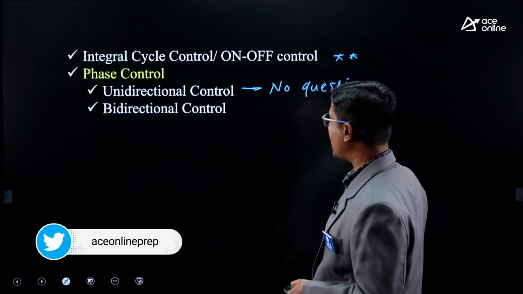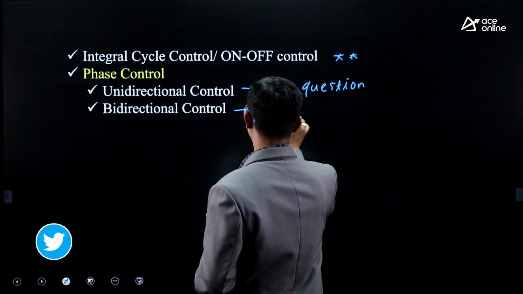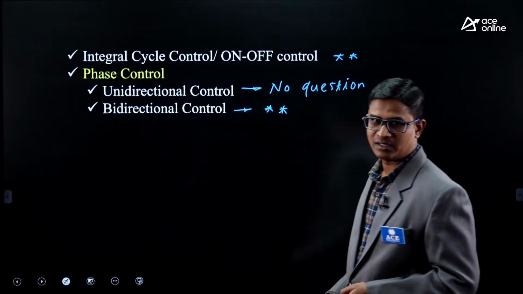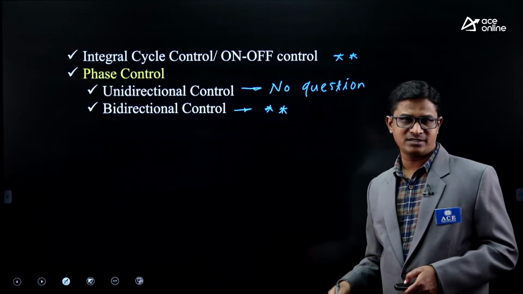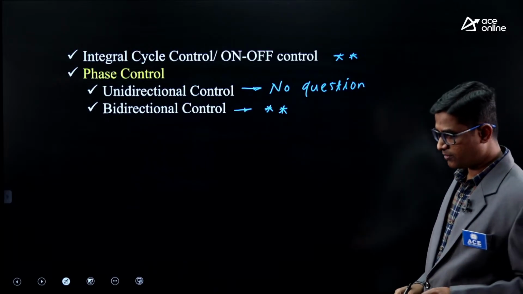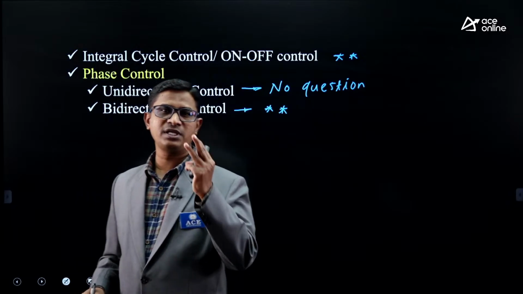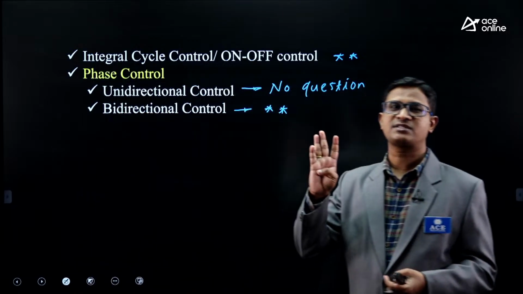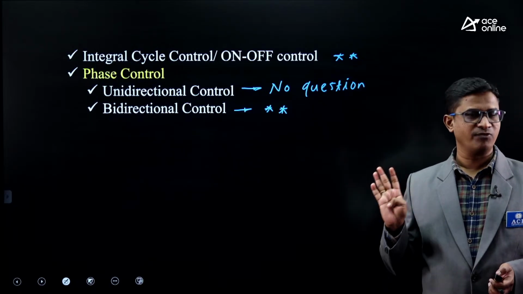Right? And next, bidirectional. 1 or 2 questions they have asked. So I will give this a 2-star rating. Okay? So chapter number 5 has only this much content, but questions are also very few. So if you check, my dear friends, chapter number 1, chapter number 2, 3 and 4, these 4 chapters are very, very important from the ESE and PSU point of view.